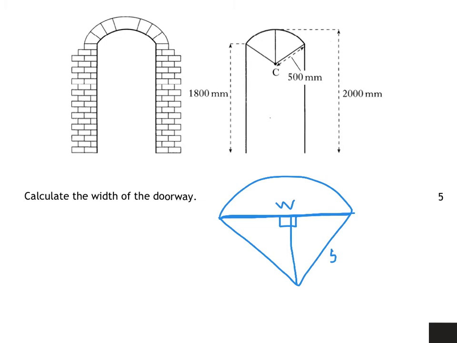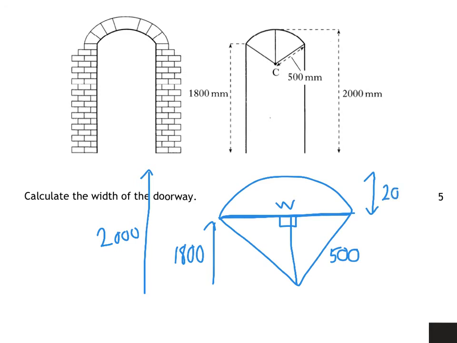I know that my radius, my slope, is 500. I know that the doorway up to here was 1800, but the doorway right to the top was 2000. Now that means that this little bit here is 200. So from the chord to the end was 200. Now, if your radius was 500, then this full bit here is 500. Less the 200 makes this bit in here 300.